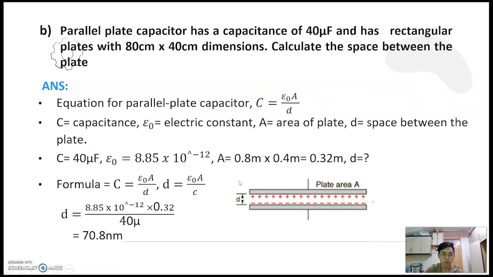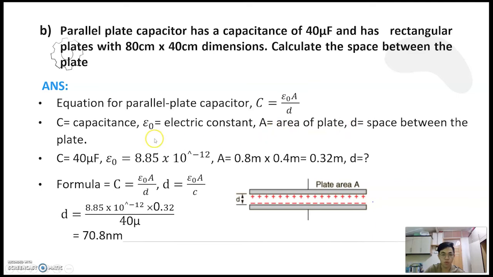This is question 2b. A parallel plate capacitor has a capacitance of 40 microfarad and has rectangular plates with 80 cm times 40 cm dimensions. We need to calculate the space between the plates. The equation for a parallel plate capacitor is C equals epsilon naught times A over D, where C is capacitance, epsilon naught is the electric constant, A is the area of the plate, and D is the space between the plates.